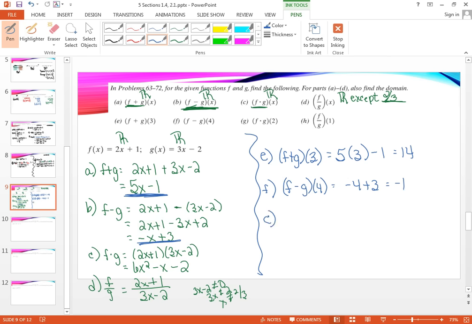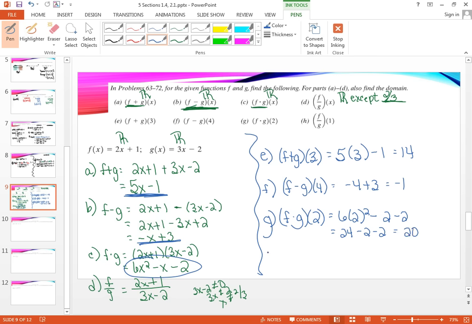G, excuse me, F times G of 2. Multiply F and G together, plug in 2. So here, 6 times 2 squared minus 2 minus 2. So 6 times 4 is 24, minus 2 minus 2, that's 20.